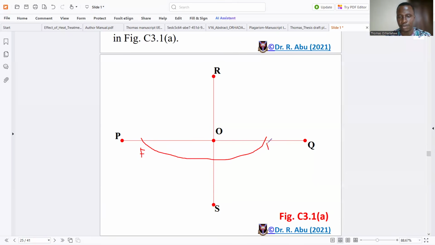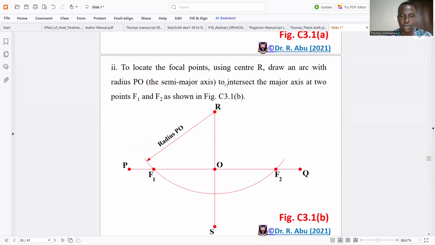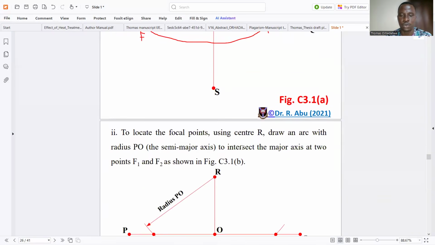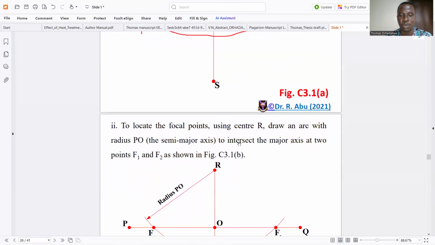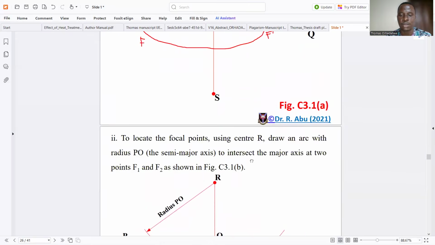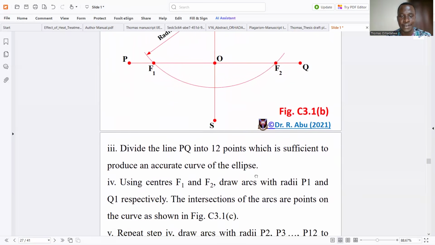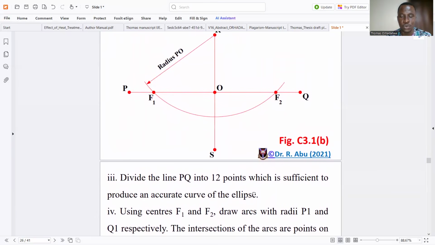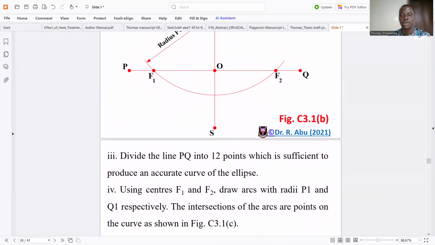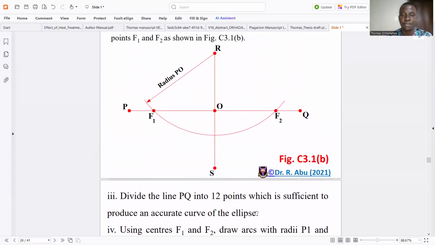And let's call this one F prime. Okay, so that is your focus, F1 and F2, any way you want to call it. So we have been able to locate our focus. And then after that, the next step is to divide PQ into 12 points.